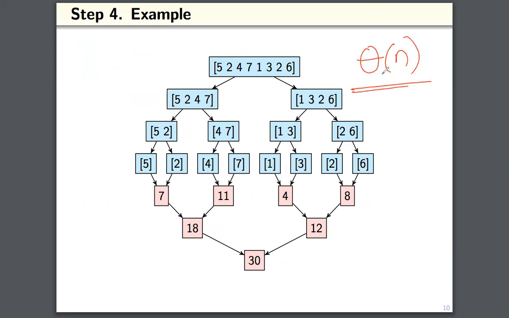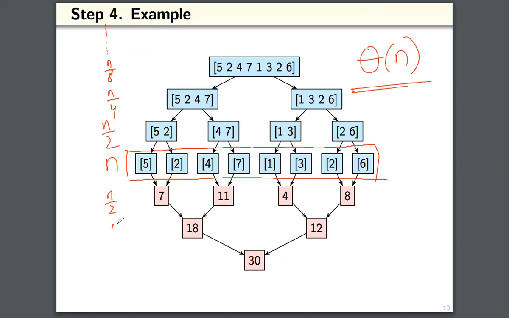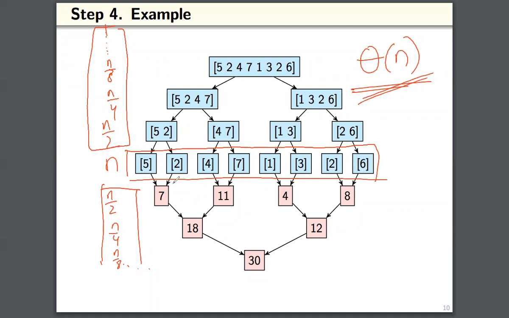Total number of nodes is theta n. See, this is anyway n, right? This is n. What is this? n by 2 plus n by 4, n by 8, so on up to 1. What about this? n by 2, n by 4, n by 8, so on up to 1. So you know this sum is anyway n, this sum is anyway n, right? So 3n or whatever, verify this, right? It's constant times n. Hence, the work is n here.